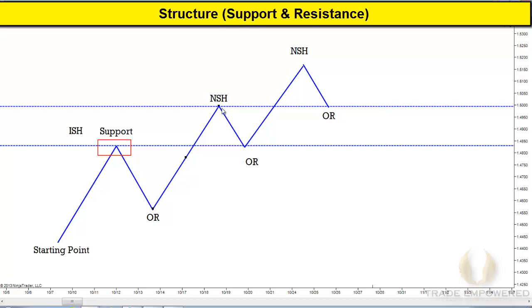So after this new structure high is created, as the market creates this outside return and comes back into our previous structure level, one of the neat things I like to say is look left. Structure leaves clues. Structure is like a magnet. Price action seems to be gravitated towards it. Once you look left and you see this outside return coming to this structure level, this is where we want to buy the market up in anticipation that this trend is going to continue and we can ride it up to the new structure high.